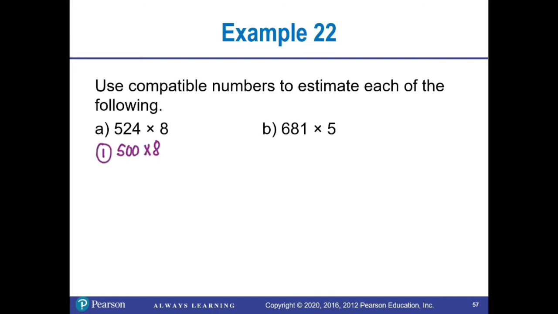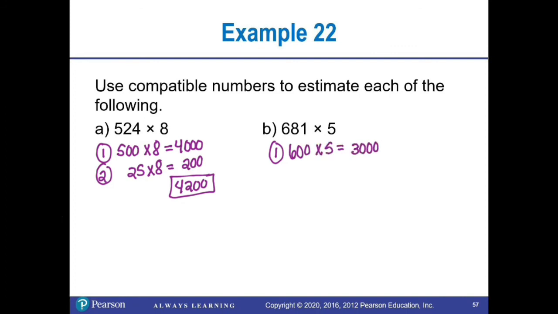Well, 500 times 8 is easy. That's 4,000. Now, 8 times 24, I don't really know what it is, but I do know what 25 times 8 is. It's 200. Add these two products, it gives us 4,200. That's my estimate. In part B, we have 600 times 5, which is 3,000. My next digits are 8 and a 1, so we have 81. Well, that rounds to 100, and 100 times 5 is easy to multiply. That's 500. And 3,000 plus 500 is 3,500.